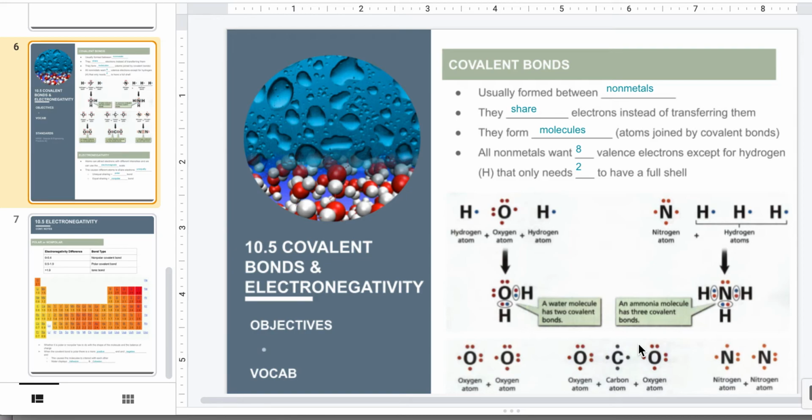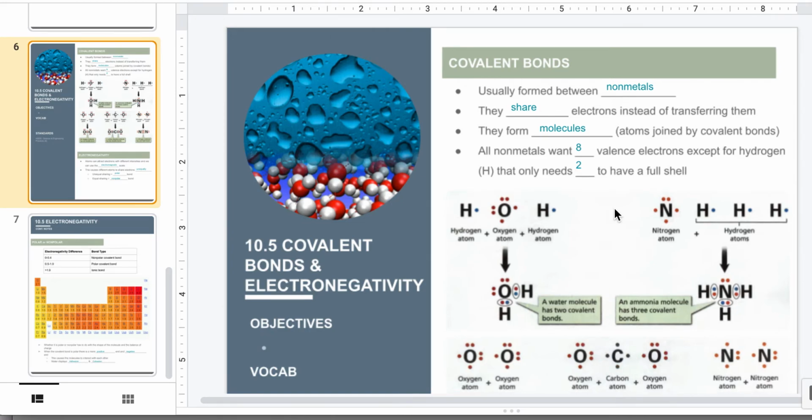Just as a reminder, just like our metals, all nonmetals want 8 valence electrons except for hydrogen, which only needs 2 to have a full shell. Remember we talked about how all atoms want to have 8 valence electrons in their outermost shell to be happy, and the only exception to that is hydrogen. It only wants to have 2.